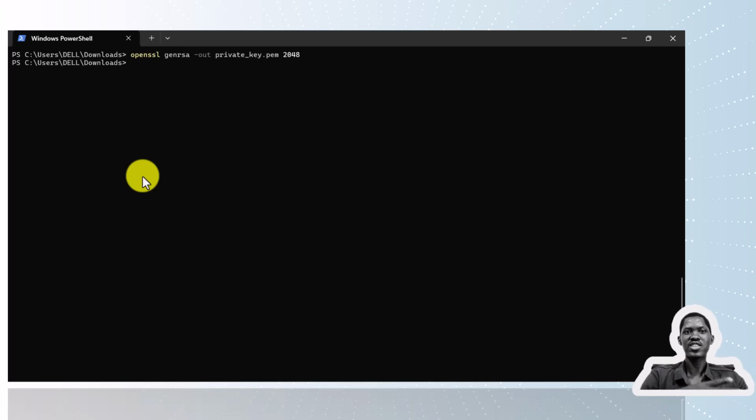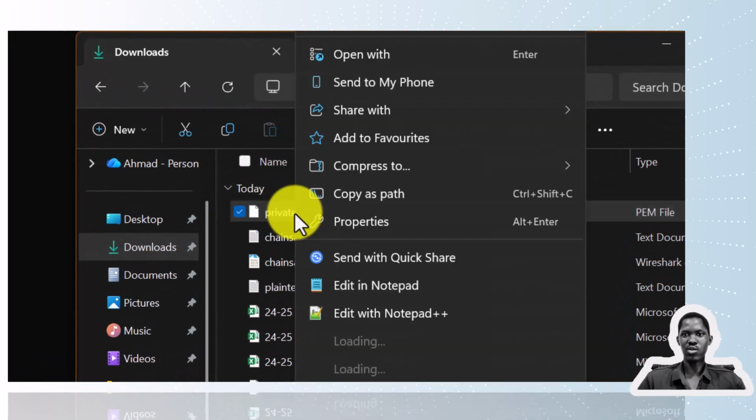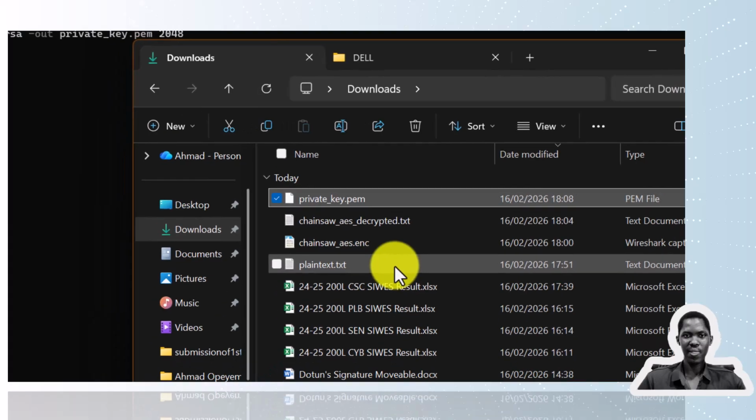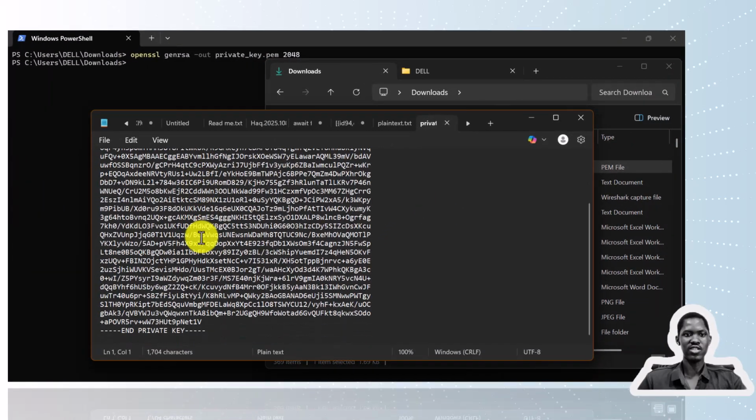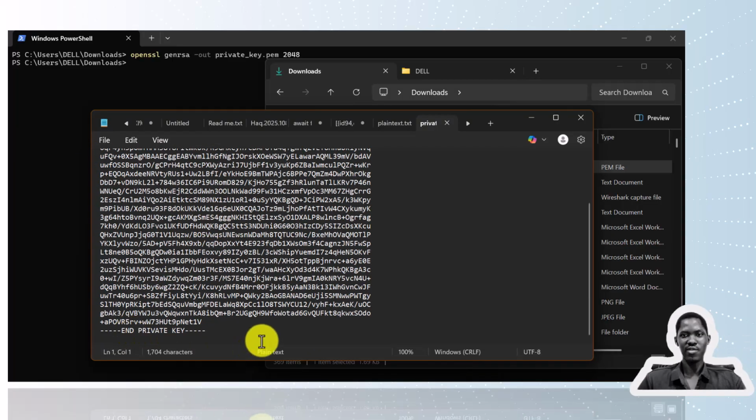So my private key has been generated, and we can confirm this by going to the download folder. You can see it's already there. We can also check the content. You can see what is there. This is not something you just come up with yourself, right? You can see begin private key, end private key.